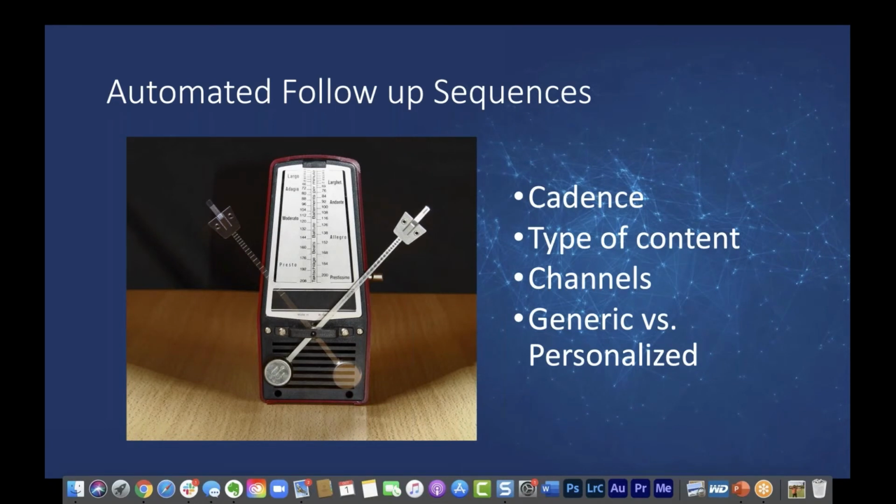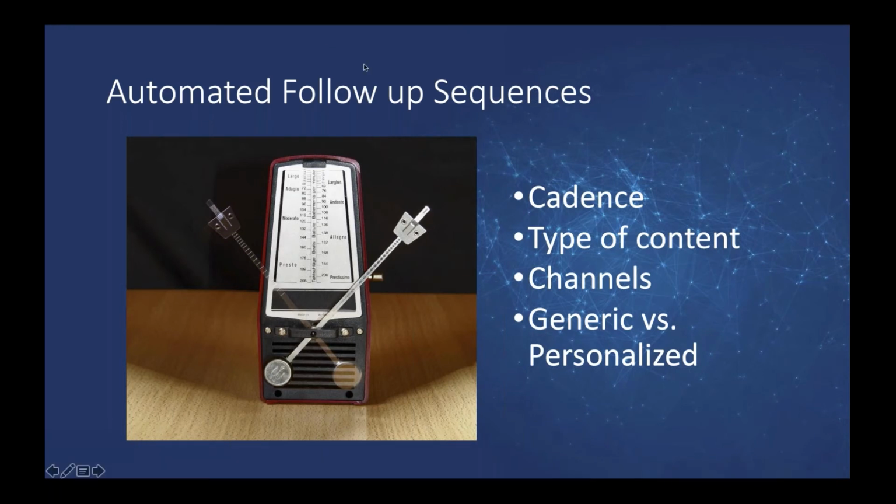Okay, so jumping back to automated follow-up sequences, Steve, we have a couple of questions on how to process these. How often are we going to send them out? What is the cadence? What types of content should go out? I know we talked about how there are different phases, but is there something specific we can talk about? And what channels, and generic versus personalized content, should we be sending out? I know that was a lot of questions all at once, but they're all in one slide. So I'll leave it to you.